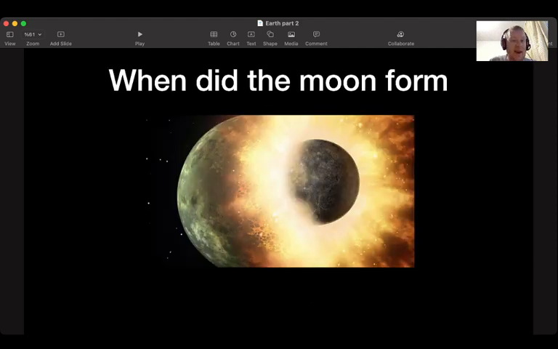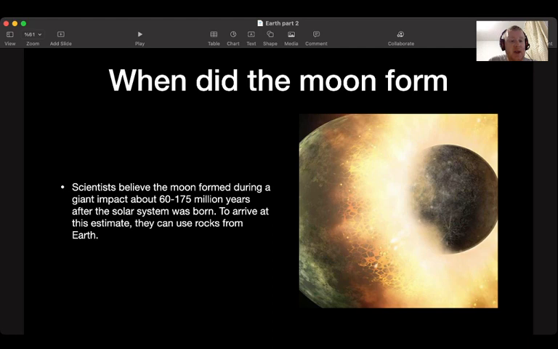So when did the moon form? Well, I did say millions of years ago, but exactly when? Scientists believe the moon formed during a giant impact about 60 to 175 million years after the solar system was born.